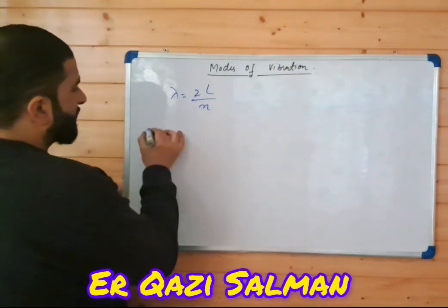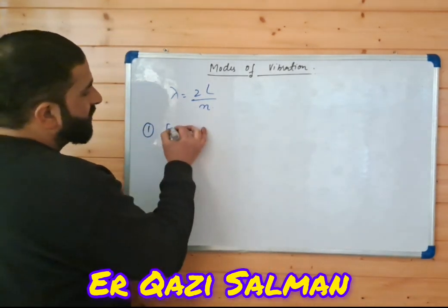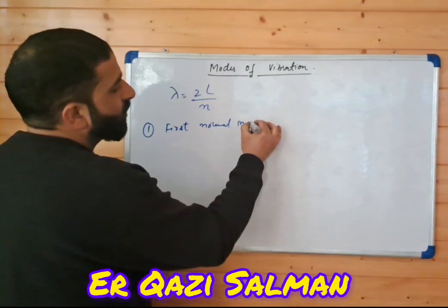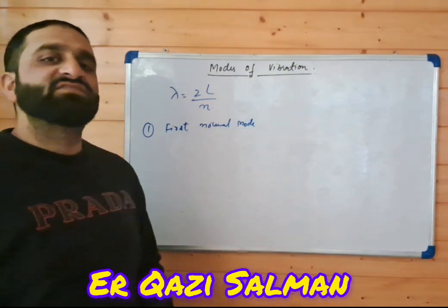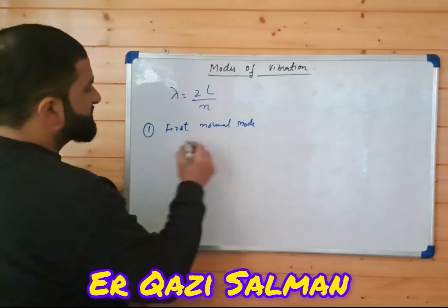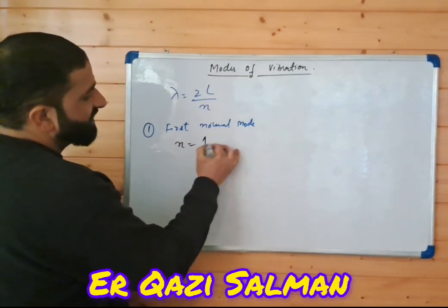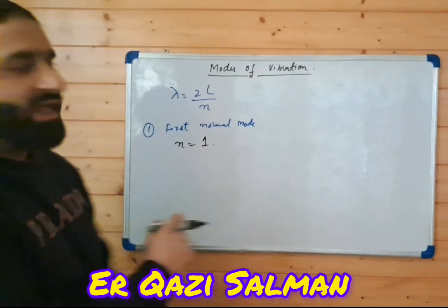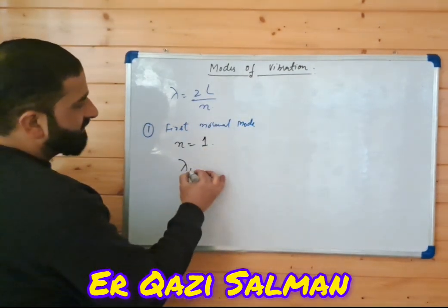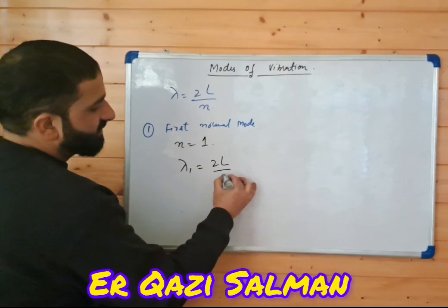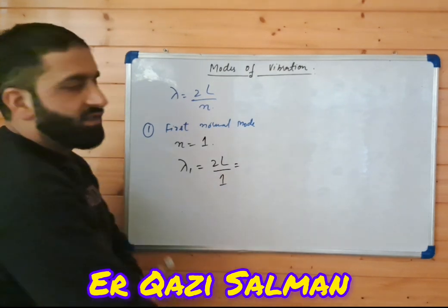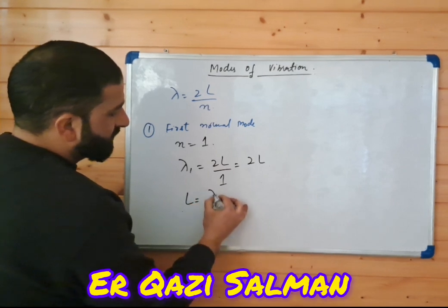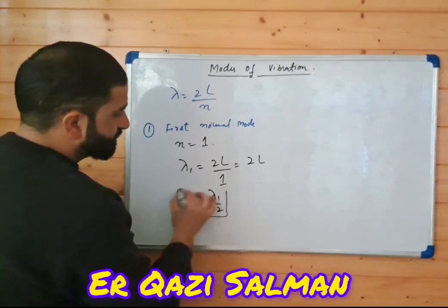For the first normal mode, also called the first harmonic, n is equal to 1. In that case, lambda 1 is equal to 2L divided by 1. So lambda 1 will be equal to 2L, or L will be equal to lambda 1 divided by 2.